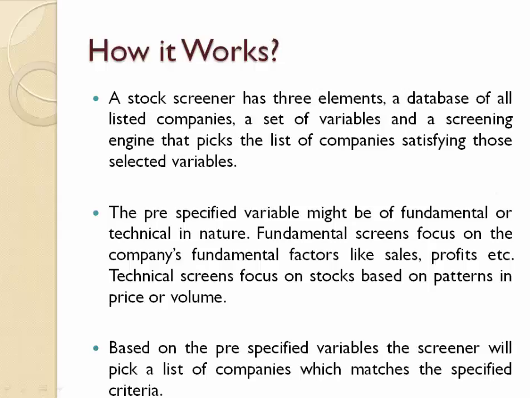So how does it work? A stock screener has three elements: a database of all listed companies, a set of variables, and a screening engine. Now the investor comes in and wants to select a handful of stocks from an ocean of stocks in a stock exchange. The investor will key in pre-specified variables, which might be fundamental or technical in nature. Based on these variables, the screener will pick a list of companies in its database which match the criteria.